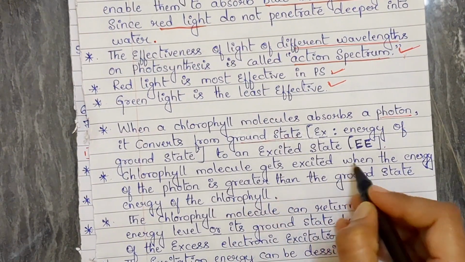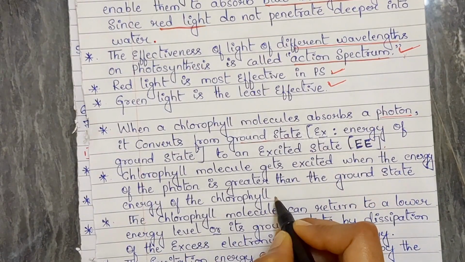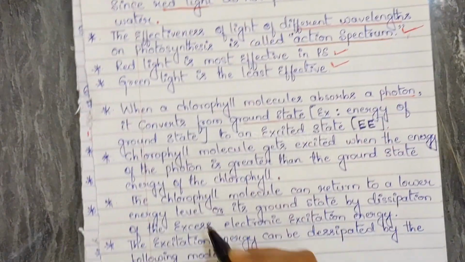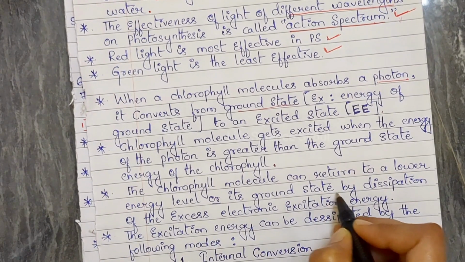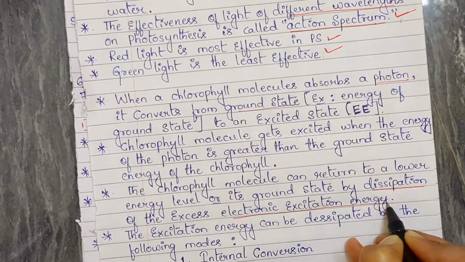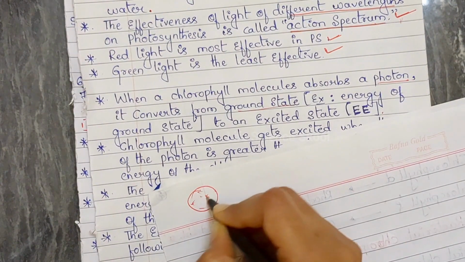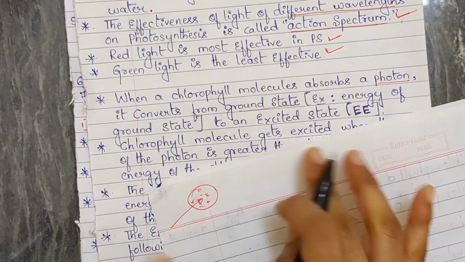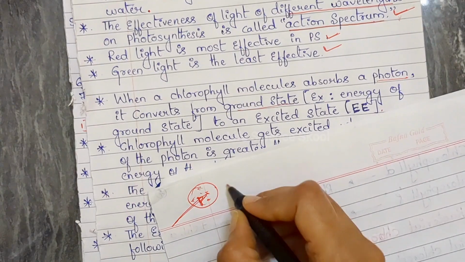Chlorophyll molecules get excited when the energy of the photon is greater than the ground state energy of the chlorophyll. The chlorophyll molecules can return to a lower energy level or its ground state by dissipation of the excess electronic excitation of energy. So chlorophyll is the one which absorbs the sunlight, right?